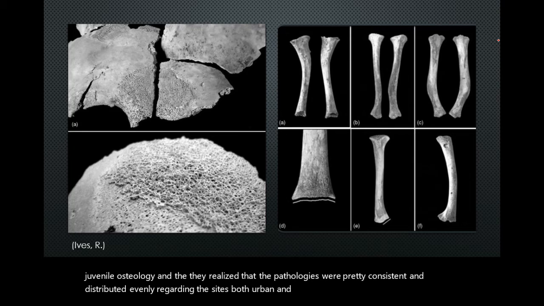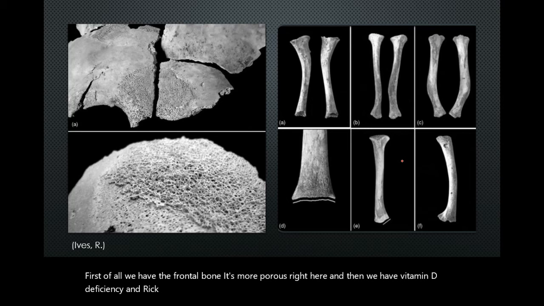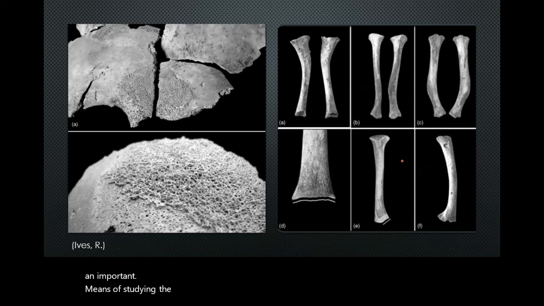So why is this important? It shows that, well, first of all, we have the frontal bone. It's more porous right here, and then we have vitamin D deficiency and rickets right here. And this explains how juvenile osteology is an important means of studying the past and piecing together historical events in order to get a full picture of what was occurring.